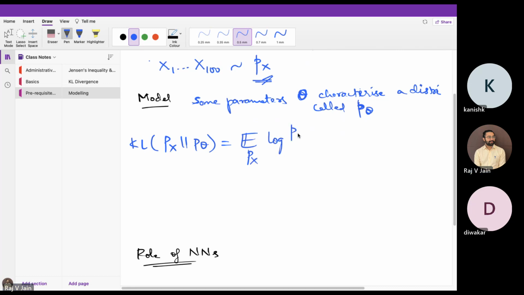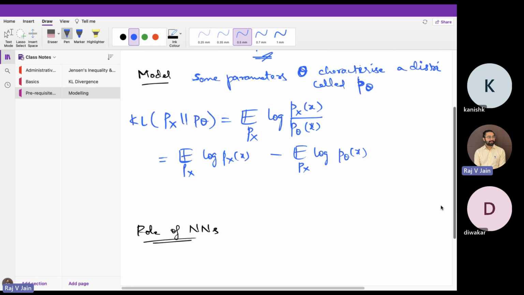of log Px of x divided by P theta of x, right? So this can now be written as the expectation over Px of log Px of x, minus the expectation over Px of log P theta of x, right? So does anyone know what the first term corresponds to?